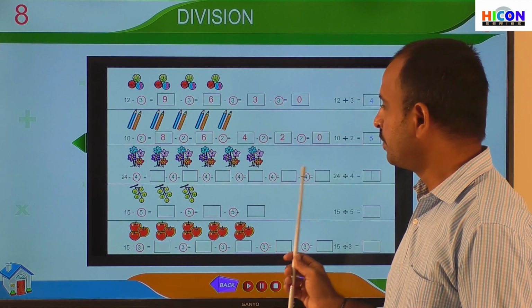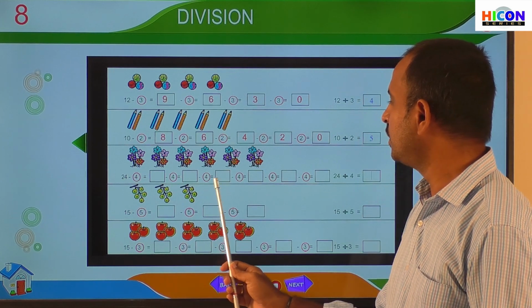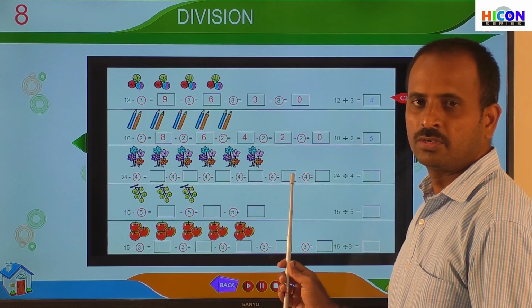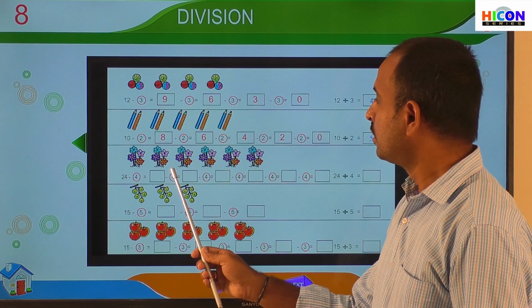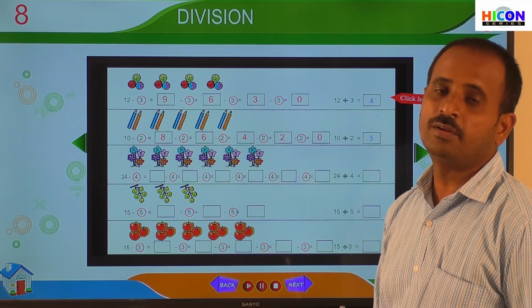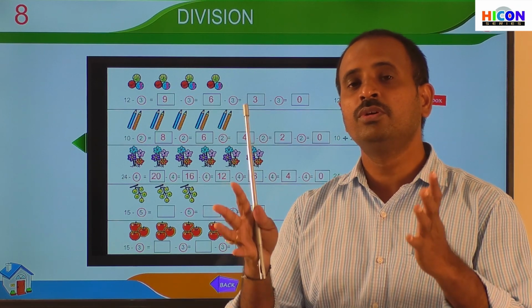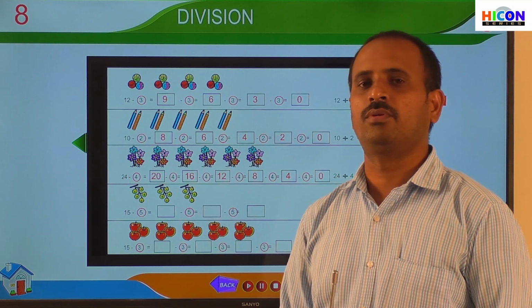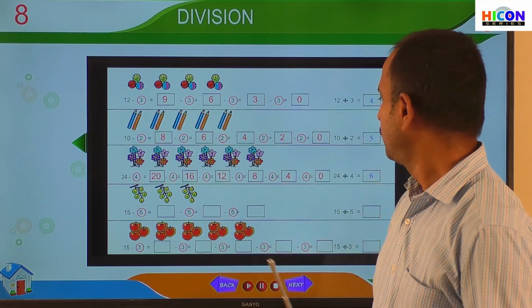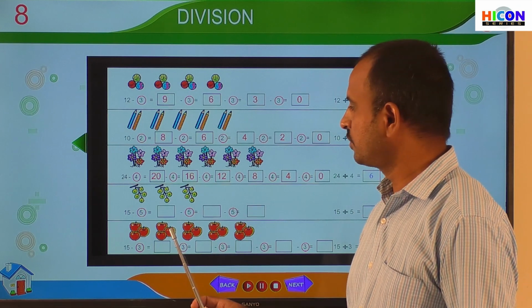So the answer is 0. That means how many times have you subtracted 4 here? 1, 2, 3, 4, 5, 6. So we have subtracted 4 six times to get 0. So the answer is 6. That means we have divided the number 24 into 6 blocks of 4. So that is the meaning of this division. The answer is 6. So children, look at the next one.